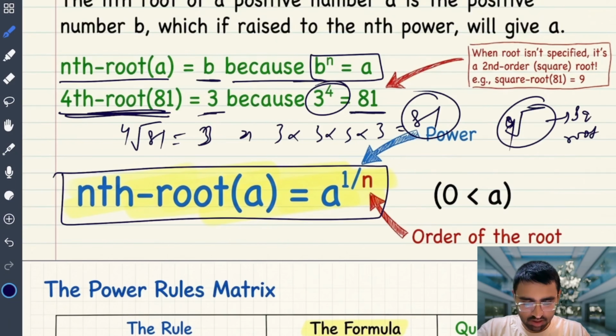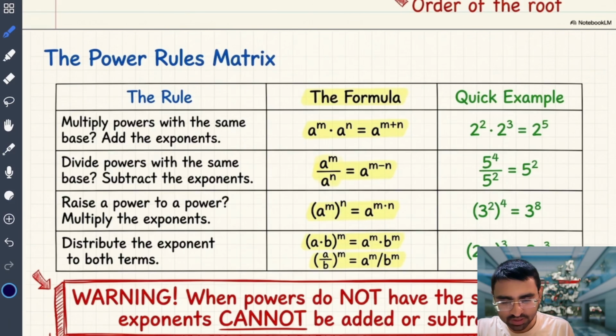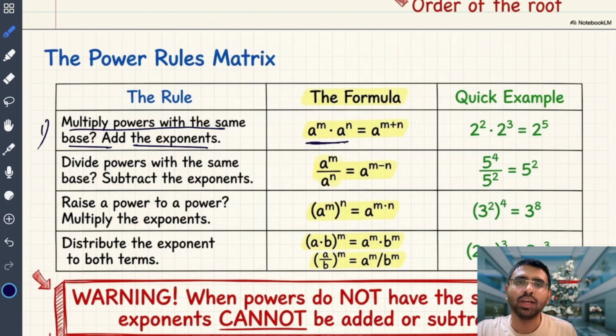Simple. Coming to the next topic, the power rules. There are a few rules. Let's go one by one. The first one is to multiply powers with the same base: we have to add the exponents. For example, a raised to power m into a raised to power n is equal to a raised to power m plus n. We have to add the powers of the same base. For example, 2 raised to power 2 multiplied by 2 raised to power 3 gives 2 raised to power 5.